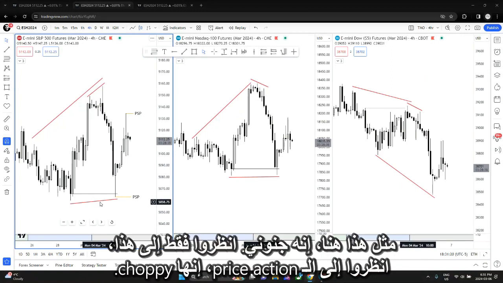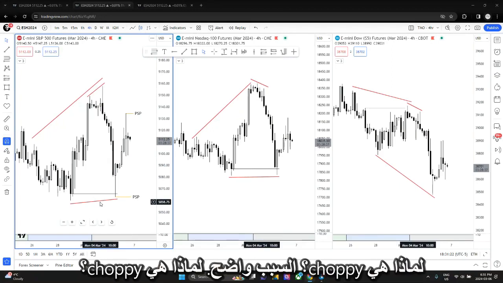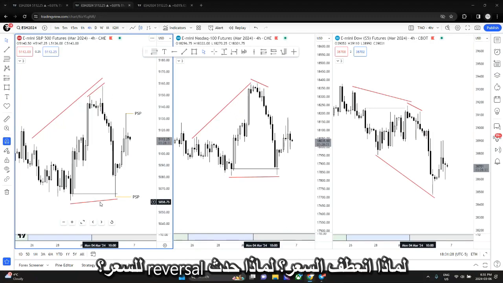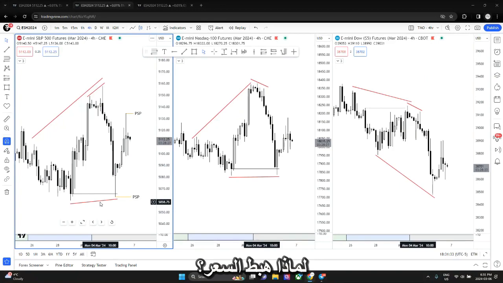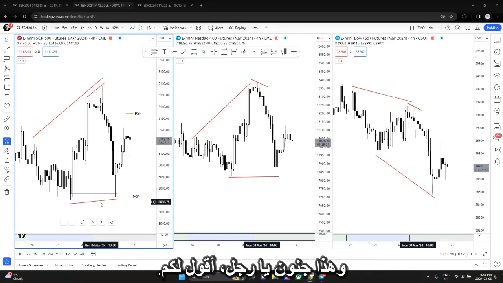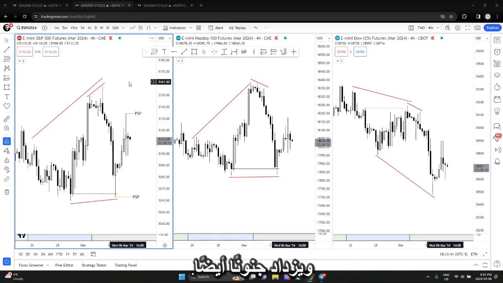Just look at the price action. It's choppy. Why is it choppy? It's right there. Why did price turn around? Why did price reverse? Why did price drop? Why did price rally? It's all right there in the charts. And it's crazy, man. I'm telling you. And it gets crazier too.